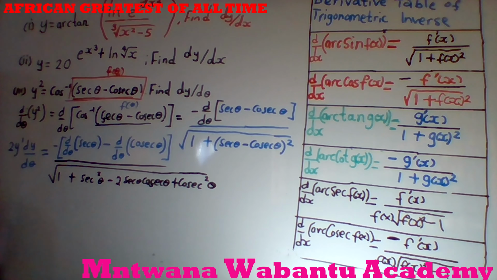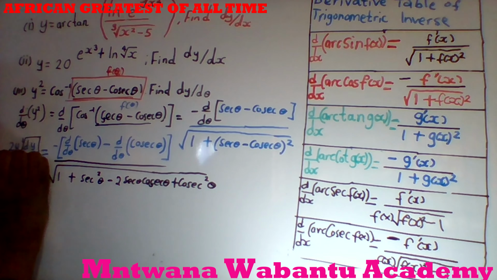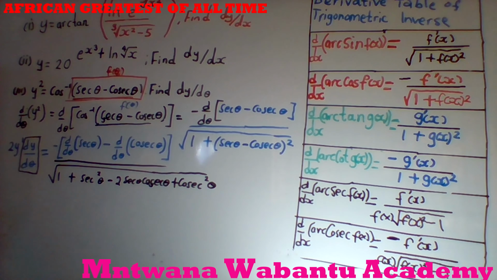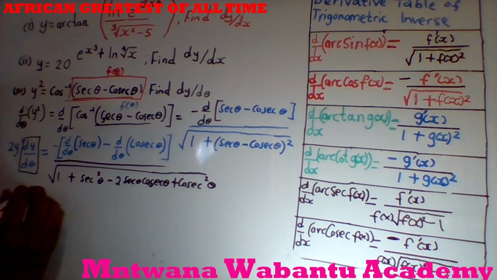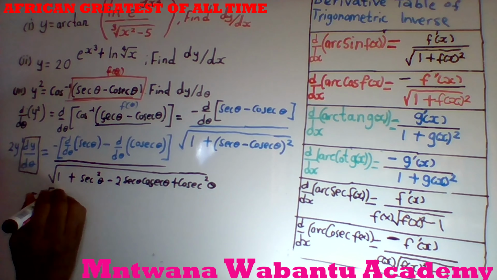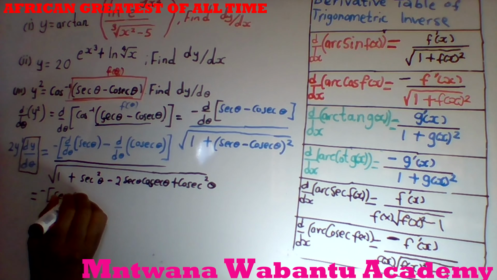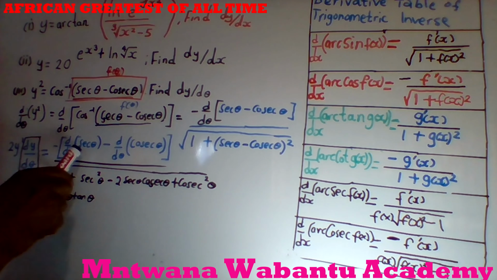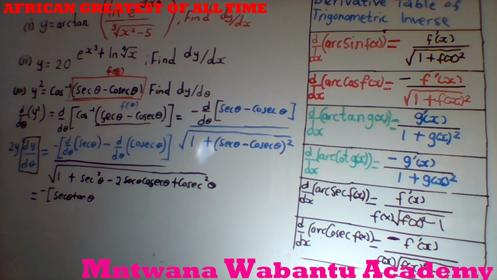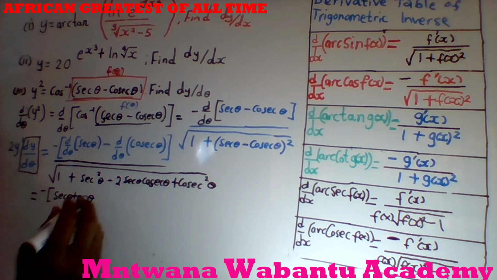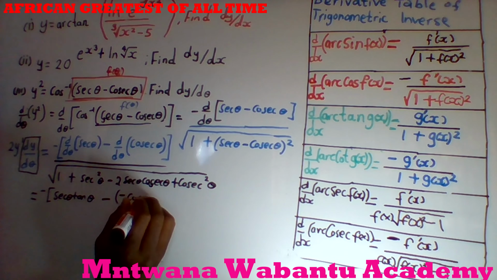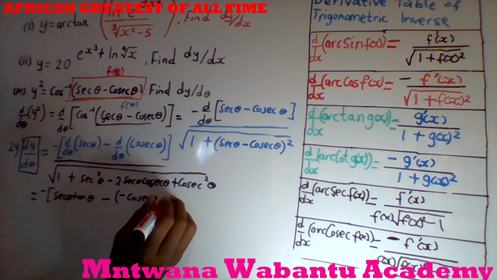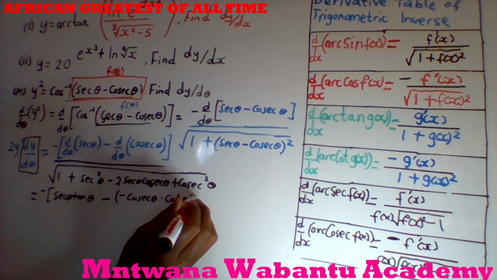Now what we're looking for is dy d theta. If I differentiate sec, it's going to give me sec tan. So we have a negative outside, and this is going to be sec theta tan theta. Remember that when you differentiate sec, you can go to the trigonometric differentiation table. If you differentiate sec theta, you get sec tan, and when you differentiate cosec, you get negative cosec theta cot theta.